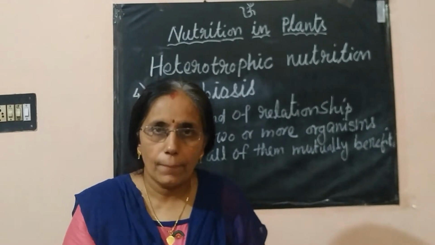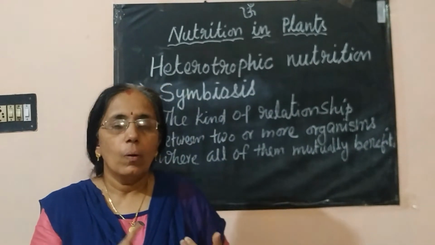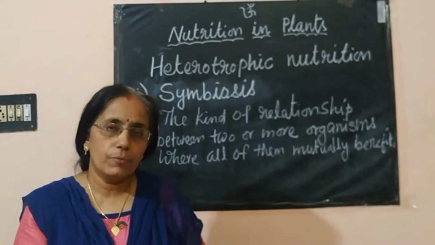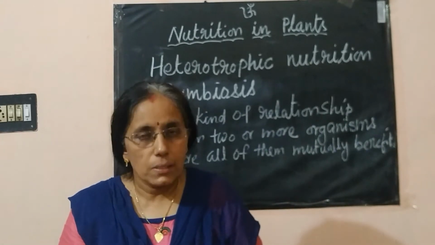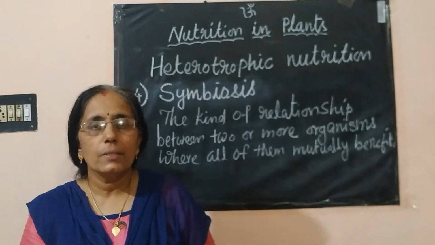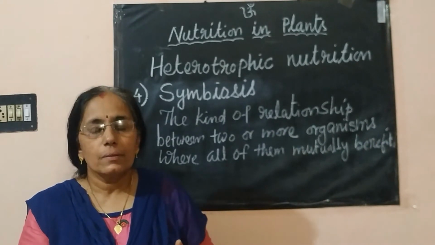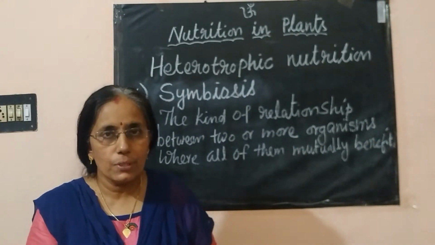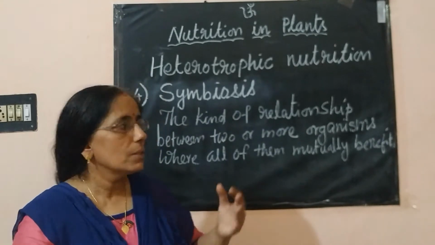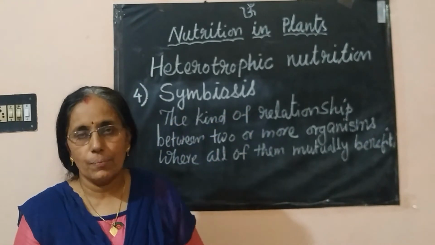So students, which are the four types of heterotrophic nutrition? First one is parasitic, where only one organism is benefited and other one is destroyed. Second one is saprophytic nutrition. Third is insectivorous plants. Fourth one is symbiotic relationship.